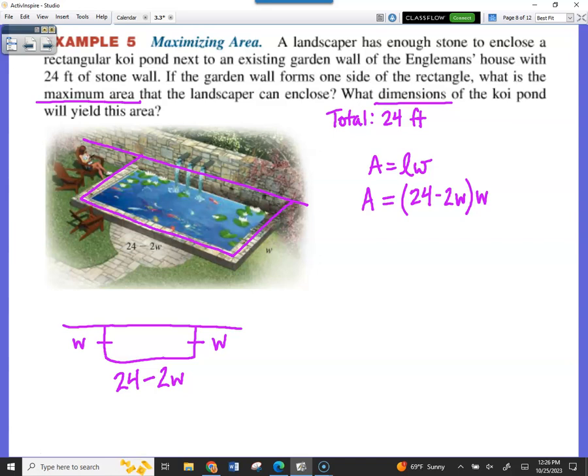Vertex. Quadratics. Maximum is where on a quadratic?